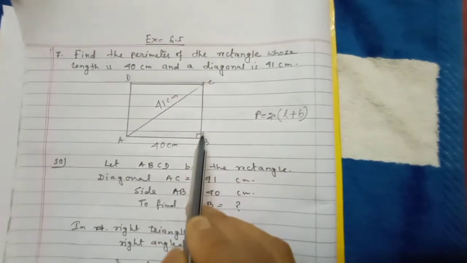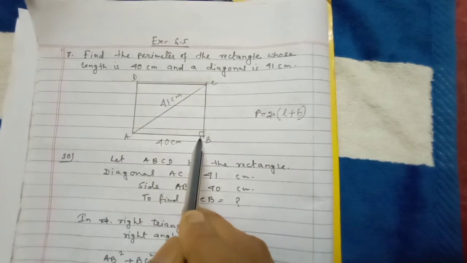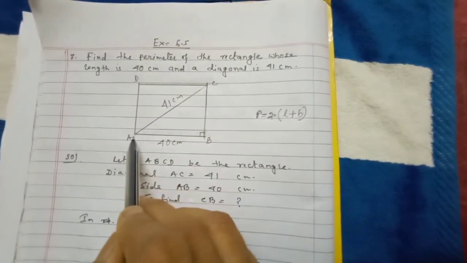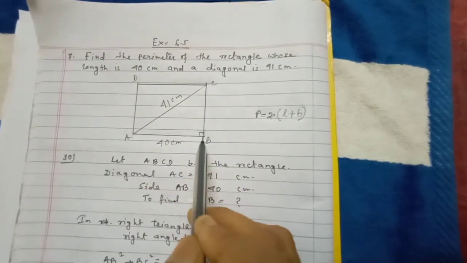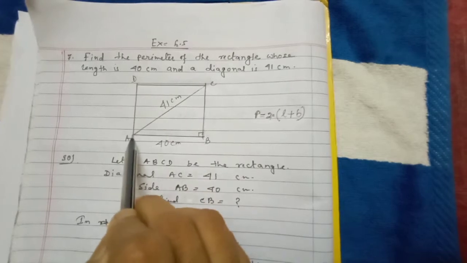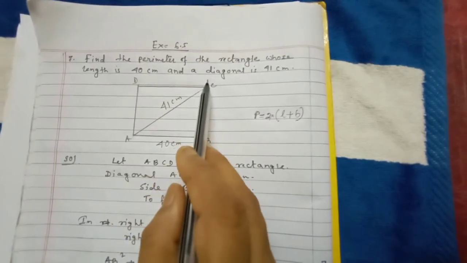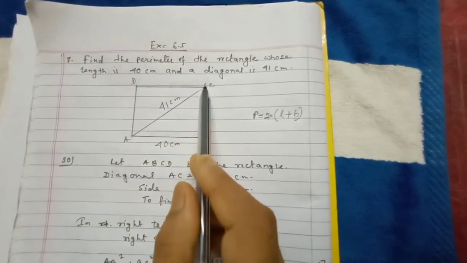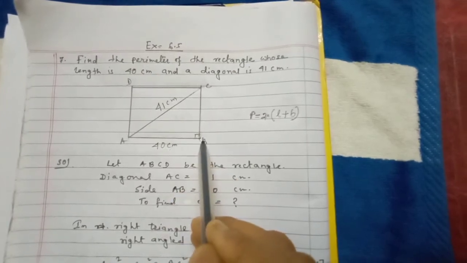So to find the breadth, we can use Pythagoras theorem, because a rectangle has right angles. As it is a rectangle, so angles are right angles. Let ABC be a right triangle, right angle at B, where one side AB is given 40 centimeter and hypotenuse is given 41 centimeter. So using Pythagoras theorem, you can easily find out the length of BC.